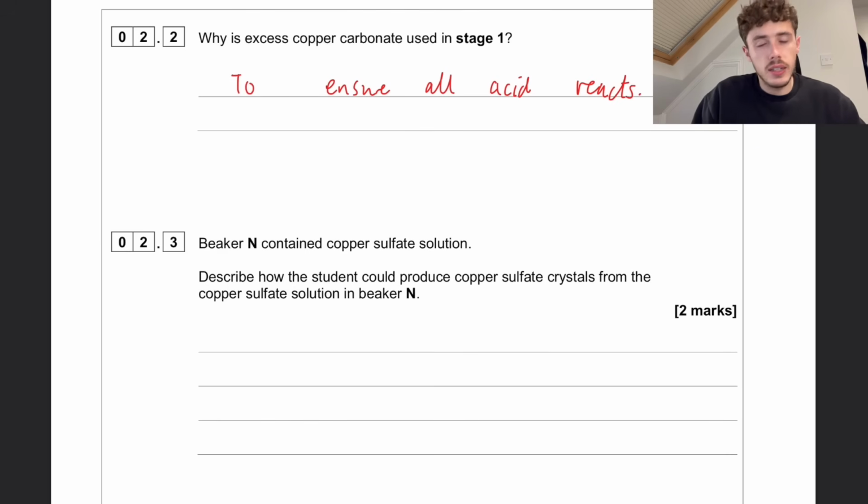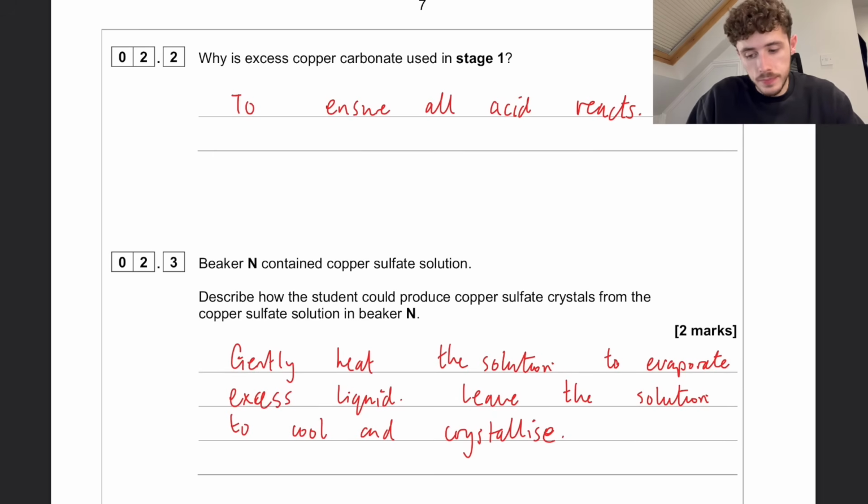2.3. Beaker N contained copper sulfate solution. Describe how the student could produce copper sulfate crystals from the copper sulfate solution in beaker N. So this is basically testing your knowledge of crystallization, which would have been one of your required practicals. And because this is 2 marks, it's going to be a fairly simple process. All we do is gently heat the solution, and this just evaporates off some of that excess liquid. And then if we leave it to cool gently, it will form crystals, specifically copper sulfate crystals in this case. And that will be your final answer to get 2 marks.